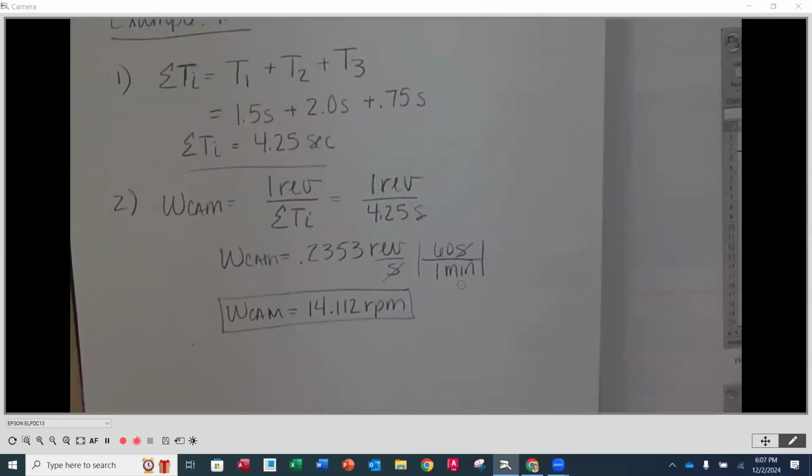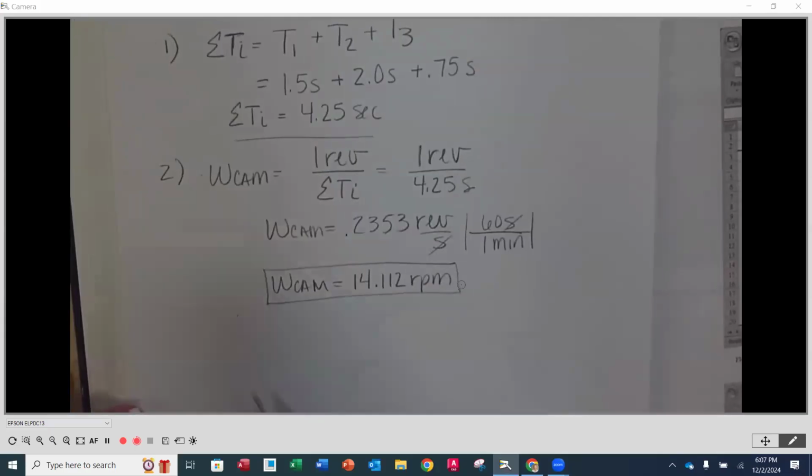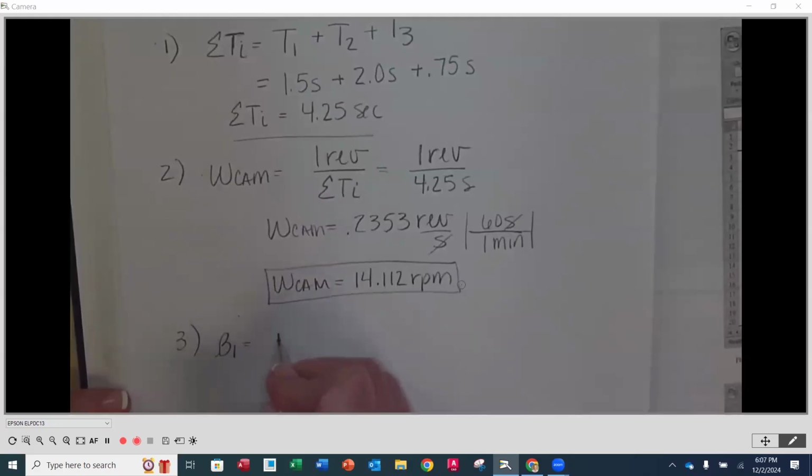Okay. And then our step number 3 is going to be calculating our individual betas, our beta 1, our beta 2, and our beta 3. So let's do the first one together. Beta 1 is going to be equal to the angular velocity of the cam.